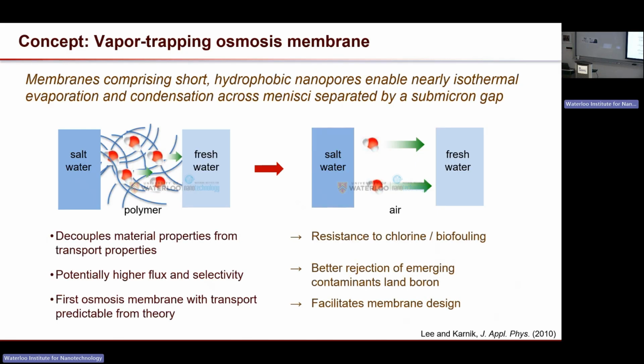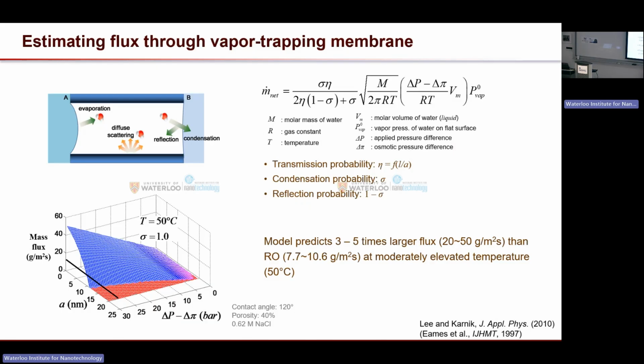And so what happens is you decouple material properties from transport properties. That means you can pick materials with higher resistance to chlorine and improved biofouling control. You can potentially get higher flux and selectivity in this case, and better rejection of emerging contaminants like boron. And then you can do membrane design by controlling the pore geometry. So we did some basic modeling, and we are able to show that if you are at moderately elevated temperature, you should be able to get very good fluxes.